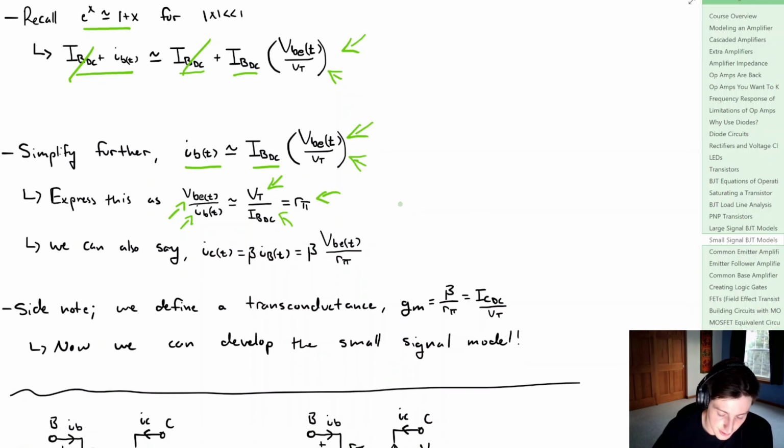Now in terms of the collector current, that's going to be equal to beta times the small signal for the base current, which is going to be equal to beta times the base to emitter voltage for the small signal divided by R pi. Now, just as a side note, you may see the transconductance defined, G sub m, as beta, or the gain, divided by R pi, which is equal to the DC collector current divided by the thermal voltage. And the reason that we've done this is because now we are able to express the NPN transistor simply as kind of this resistor with this dependent current source.